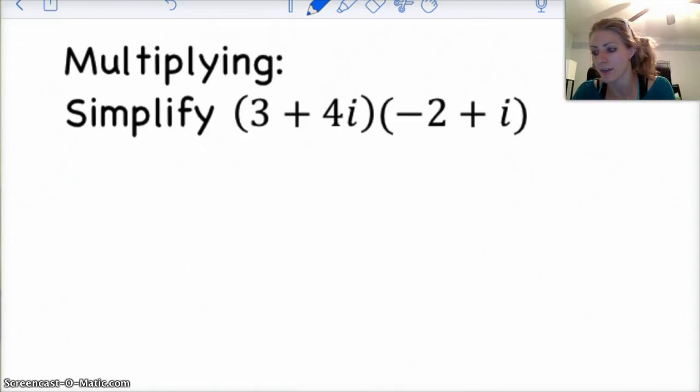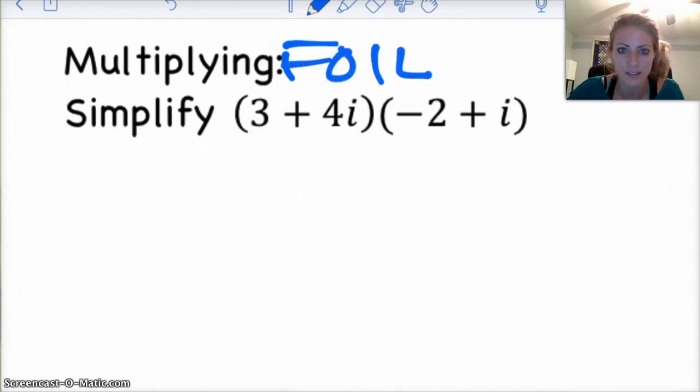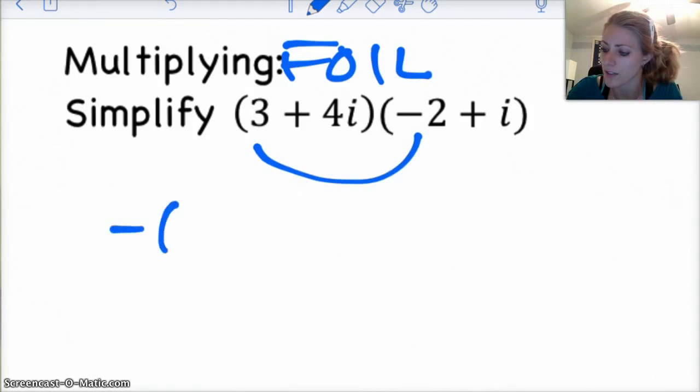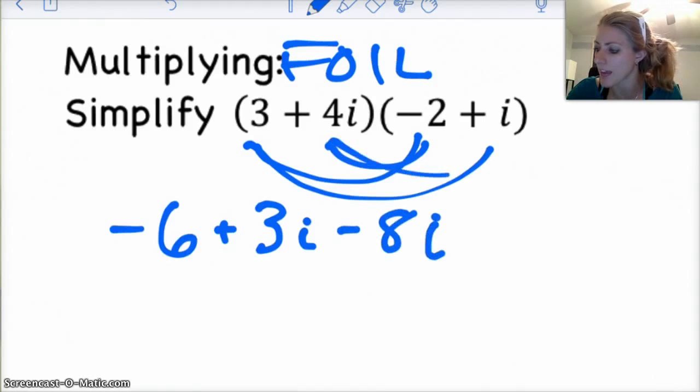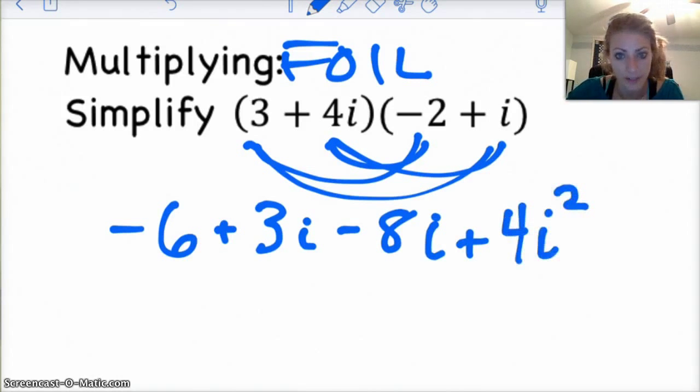But at the end, when you have an i times an i, you get i squared, which equals negative 1. So you want to simplify as much as you possibly can. In this case, I'm just going to write FOIL up here so you remember that you are just foiling. You've got 3 times negative 2, which is negative 6. Then I've got 3 times i, plus 3i. And then in the middle, I've got 4i times negative 2, so that's minus 8i. And then my last term is 4i times i, so that's 4i squared.